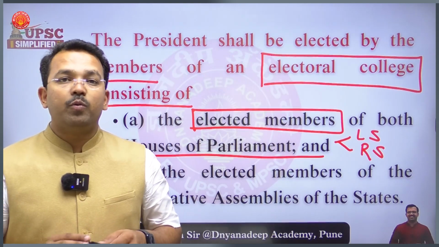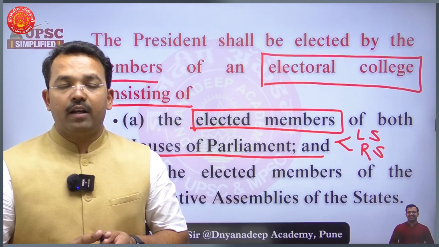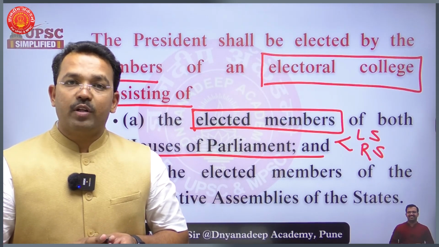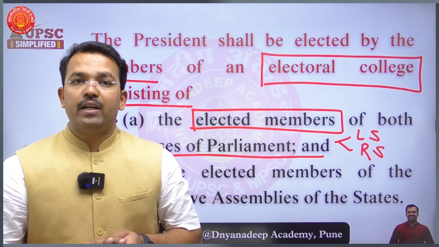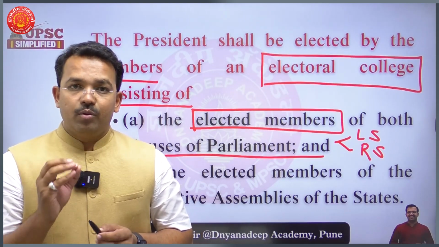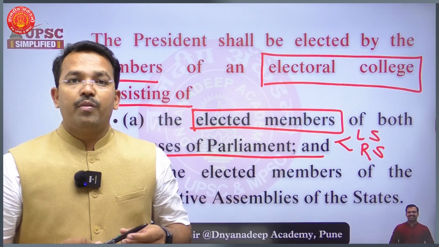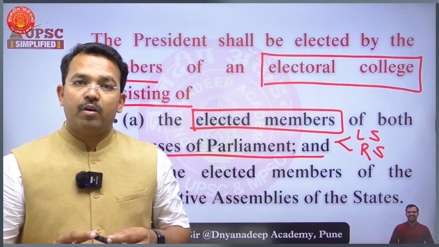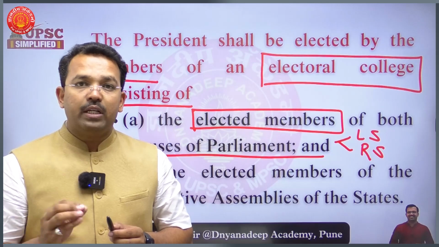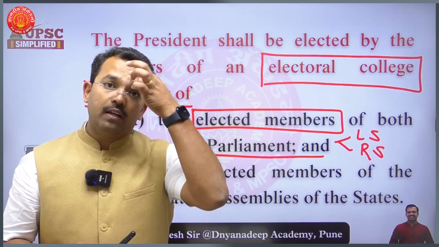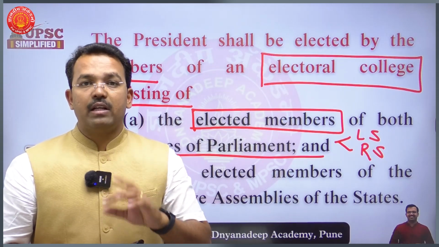Earlier, there were two members of the Anglo-Indian community who used to be nominated by the President of India. We made an amendment and abolished the practice of nominating two members of the Anglo-Indian community to the Lok Sabha. Right now, the Lok Sabha has only elected members. There is no provision for nomination of any member, from the Anglo-Indian community or any other community, to the Lok Sabha. So first, only elected members of Parliament take part in the presidential election.